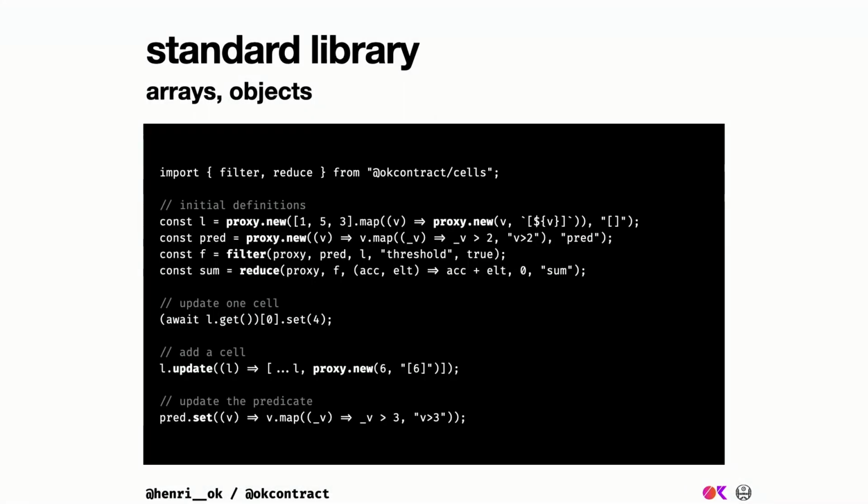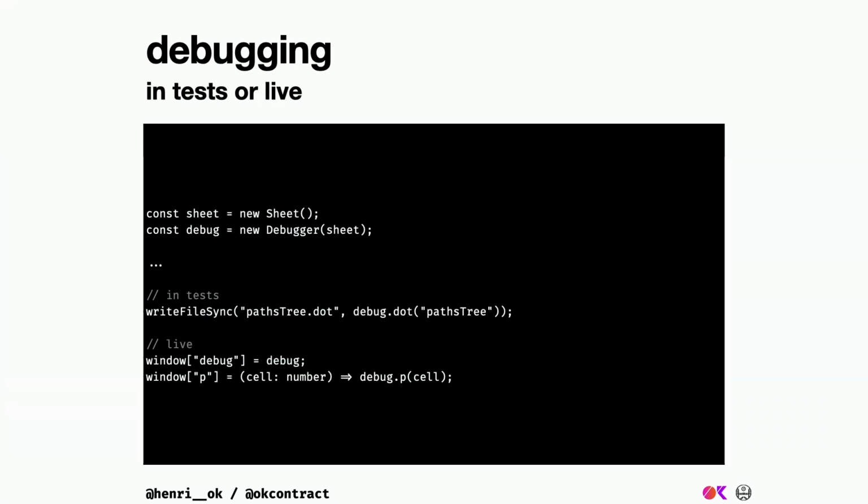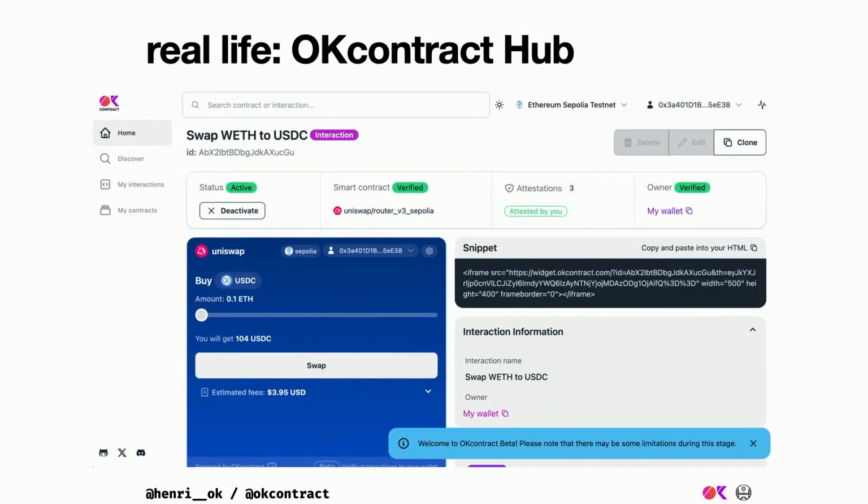Okay. There's also a standard library to manage arrays and objects like filter, reduce, sort, etc. And all this is, again, included in the 9.5 kilobytes. Debugging, this you've seen. And just as a conclusion, I'm on time or?